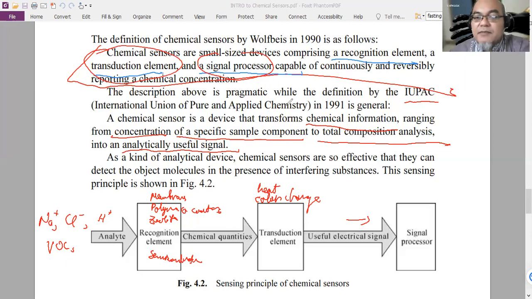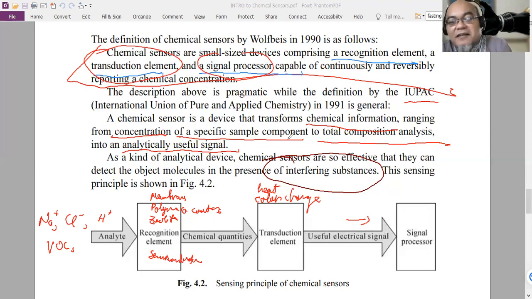So as a kind of analytical device, chemical sensors are so effective that they can detect the object molecules in the presence of interfering substances. This is important. In the presence of interfering substances, this is what I mentioned as the selectivity. So even if there are many interfering substances, a good chemical sensor, in the conventional definition, later I will explain why conventional and the current trend towards a different way of what comprises a good chemical sensor. In the conventional way, a chemical sensor should be able to detect the object molecule of interest in the presence of other interfering substances. This is what we call selectivity. Okay.